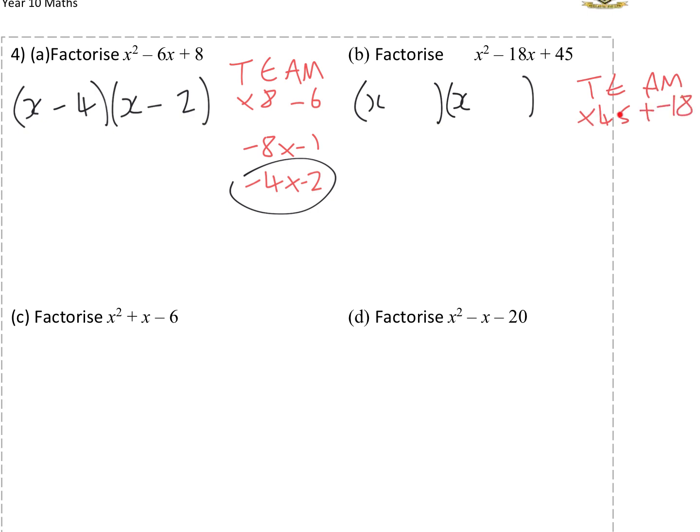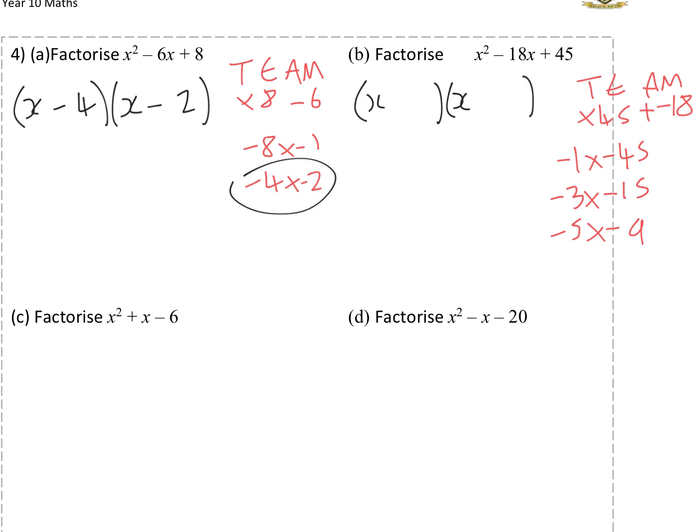Again, we've got to times to give a positive number, but add to give a negative. We're looking at two negative numbers times together. So we could have minus 1 times minus 45. 2 doesn't fit in. 3. Minus 3 times minus 15. 4 doesn't fit in. 5. We could have minus 5 times minus 9.